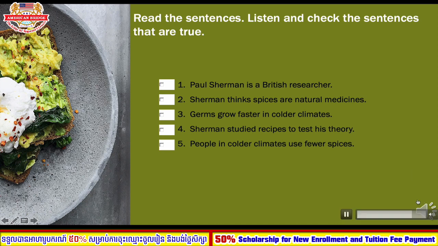For example, Norway has an average temperature of 3 degrees Celsius, and most Norwegian recipes had only 1 or 2 spices. In contrast, India has an average temperature of about 27 degrees Celsius. The average Indian recipe included at least 9 spices. If it's true, Sherman's theory is an interesting example of people creating customs to adapt to their natural surroundings.